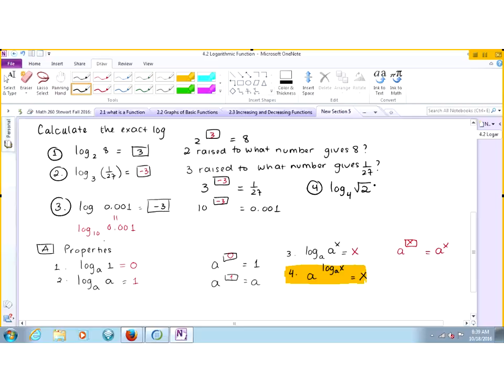Half? Okay, so how would you do something like that? 4 raised to the what is equal to... Okay, but this is hard to answer, isn't it? 4 raised to the what is equal to square root of 2. So how would you answer that? You're right, but let's answer this. So what would you do?